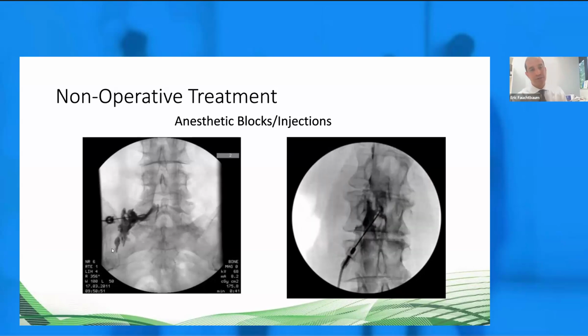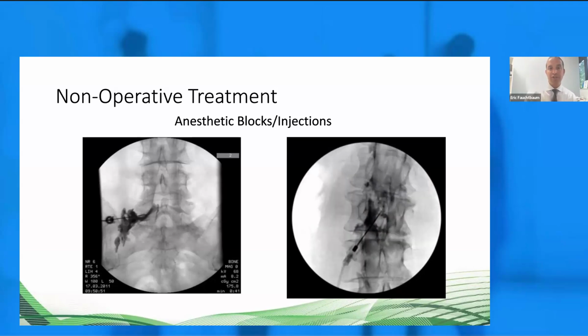Once the proceduralist sees that there's an appropriate blush, and the contrast is tracking along the desired nerve root, they're able to inject medicine such as corticosteroids, which is a potent anti-inflammatory that can help relieve symptoms of nerve pain. And this can be performed at a single level or multiple levels.